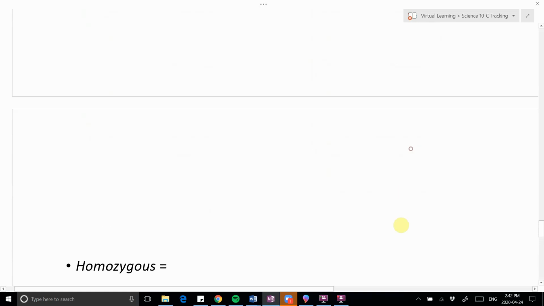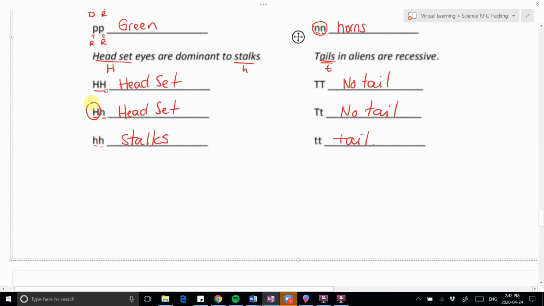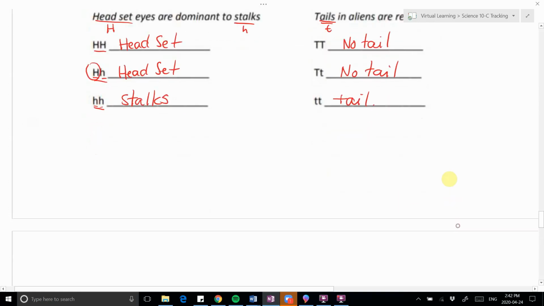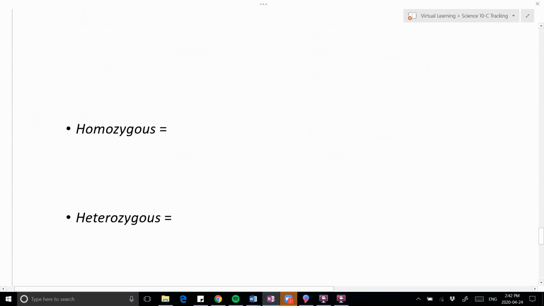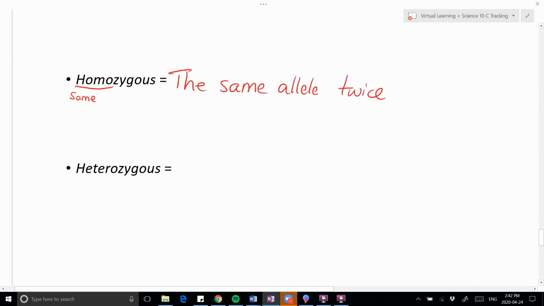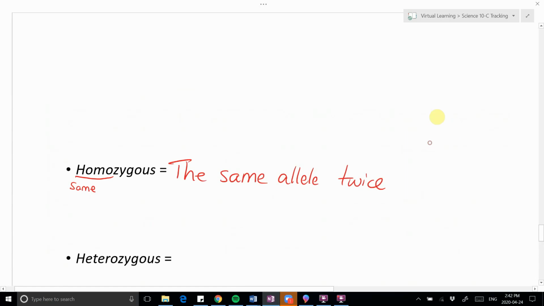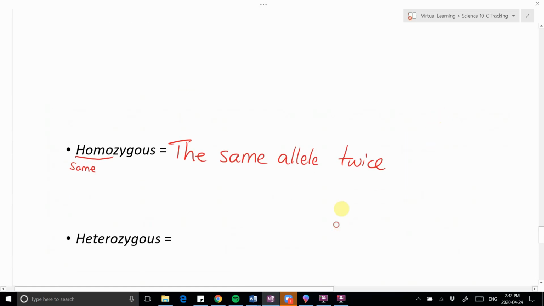So we actually have a name for these different combinations. We have what we call homozygous. The word homo means the same. So a homozygous trait has the same allele twice. So we can have two different kinds of that.